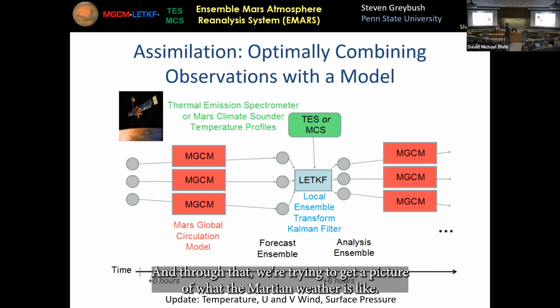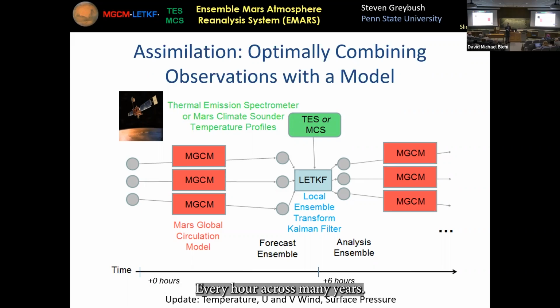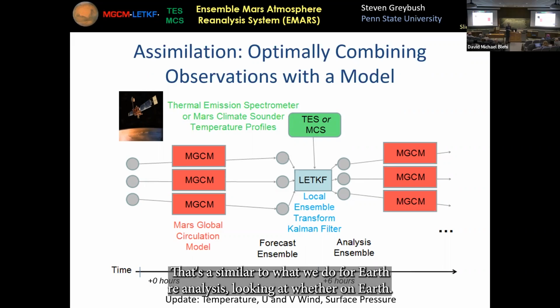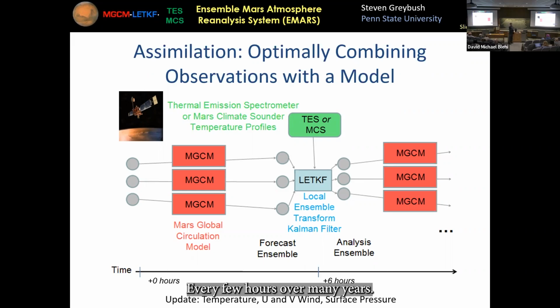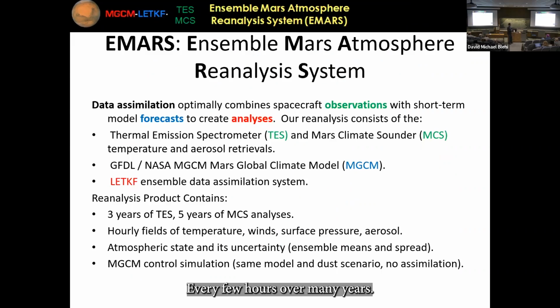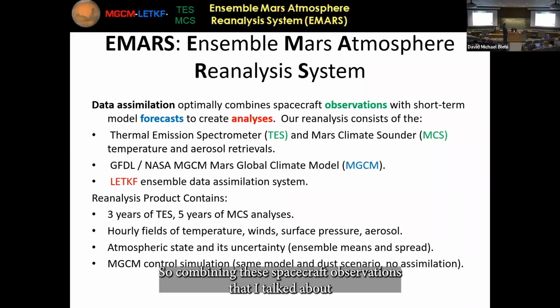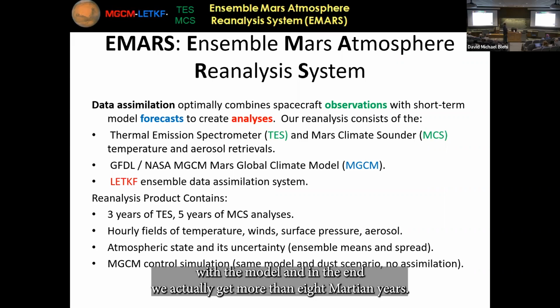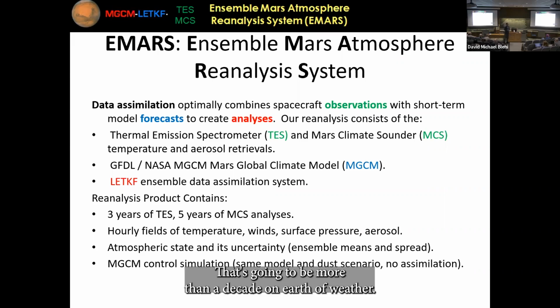And through that, we're trying to get a picture of what the Martian weather is like every hour across many years. This is similar to what we do for Earth reanalyses, looking at weather on Earth every few hours over many years. So in the end, we get our EMARS system. This is Ensemble Mars Atmosphere Reanalysis System. So combining these spacecraft observations that I talked about with the model, in the end, we actually get more than 8 Martian years. That's going to be more than a decade on Earth of weather.